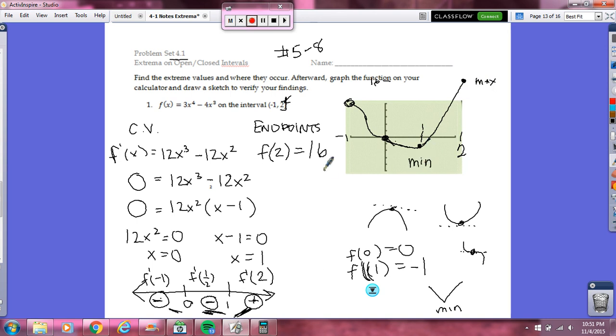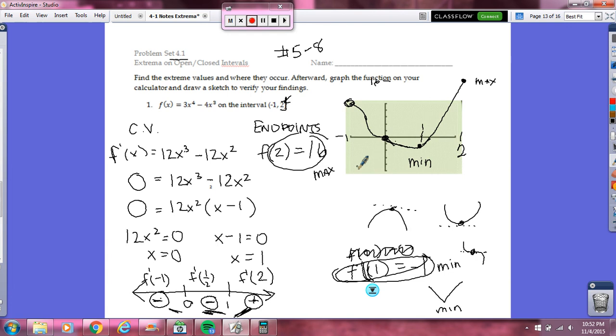I can also tell that from the numbers that I got. The y value for 2 was 16, or the biggest out of the 3, so there's my max. The y value for 1 was the smallest of my possible values or possible places for maxes and mins. So -1 will be my minimum. So I've, at this point, answered the question. I found my maximum and my minimum.